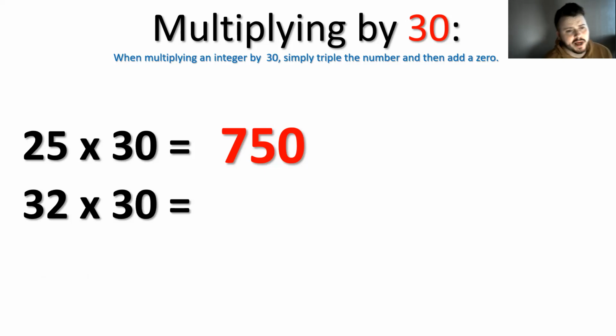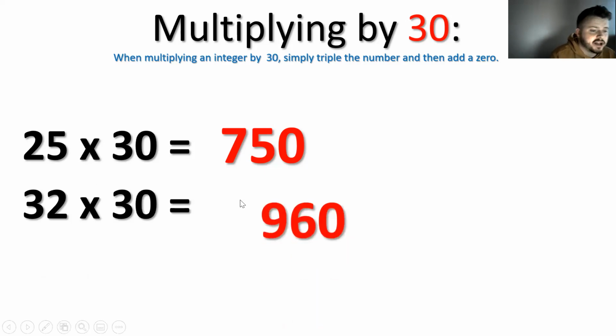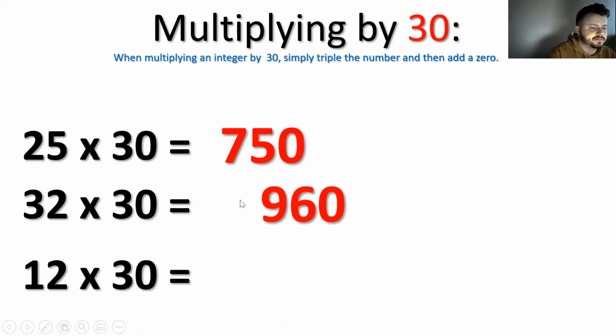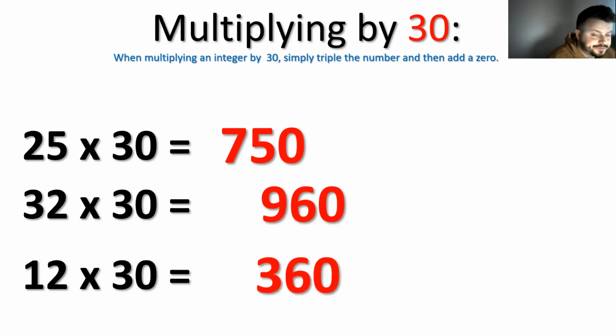Okay, 32 multiplied by 3, so 32 plus 32 plus 32, or triple 32, would give us 96. Add the 0 would give us 960. And the final question. Okay, 12 multiplied by 3, or triple 12, or 12 plus 12 plus 12 is 36. Add the 0, 360.